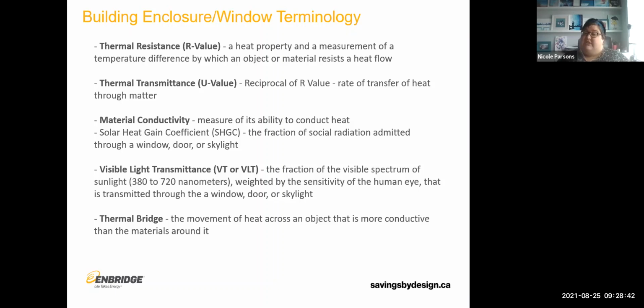And then a thermal bridge is the movement of heat across an object that is more conductive than the materials around it. So when we get near the end, when we're talking about window perimeter detailing, we'll be talking about thermal bridging, because if we put all this effort into having these amazing frames that really reduce heat transfer, and then we put them in the building and we introduce a thermal bridge all the way around the perimeter, we're really negating a lot of that effort. So we'll talk about that very briefly as well.